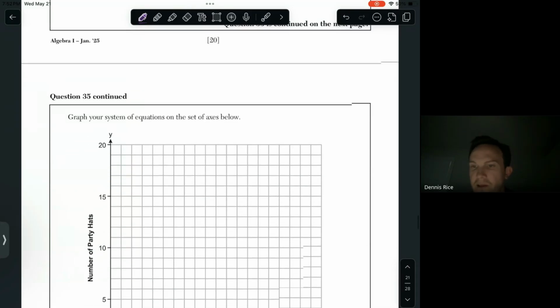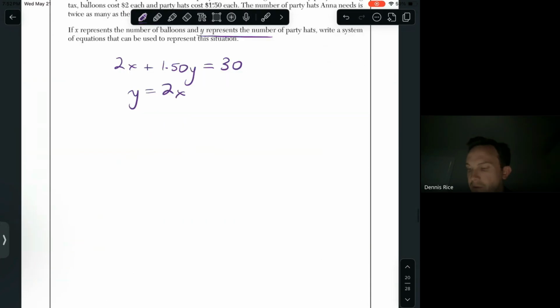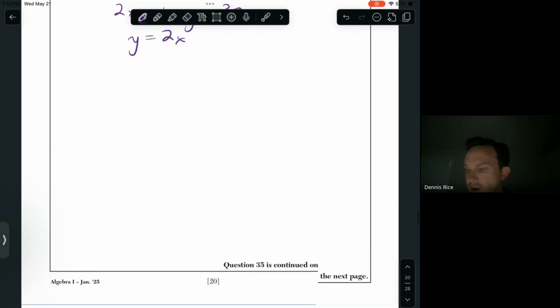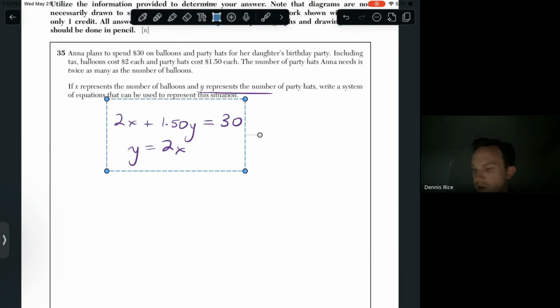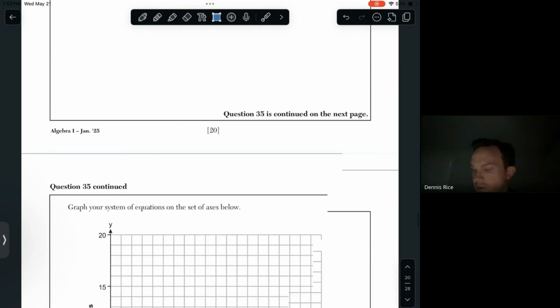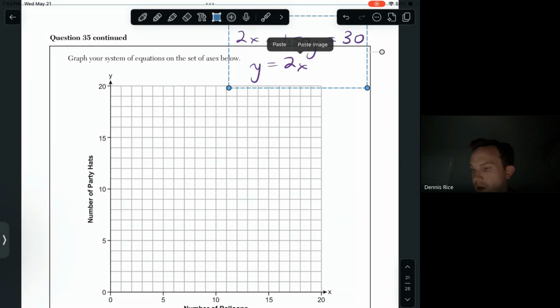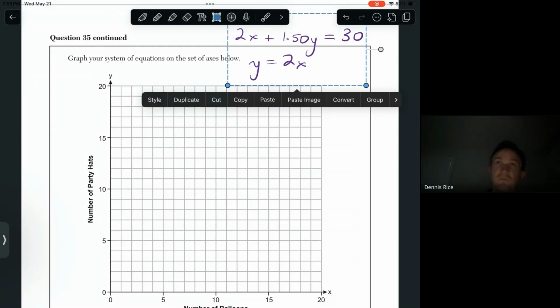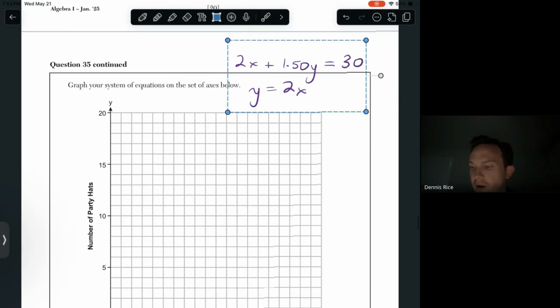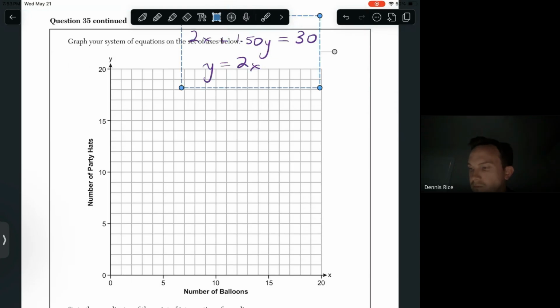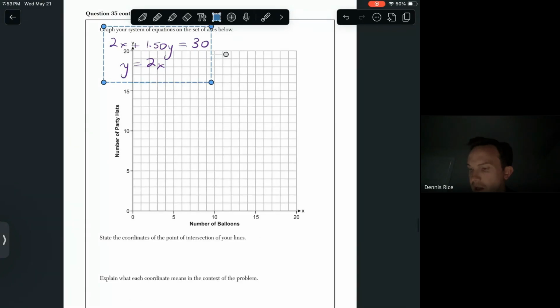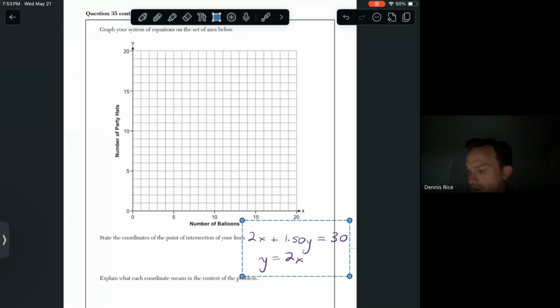Okay, now it says graph your system. Ooh, graph. I'm going to copy this and slide it down. Yours is probably on a second page. I heard someone say that. It's on page 63? Oh, 62, I was wrong. Okay. So y equals 2x and 2x plus 1.5y equals 30, I'm going to slide it down here.